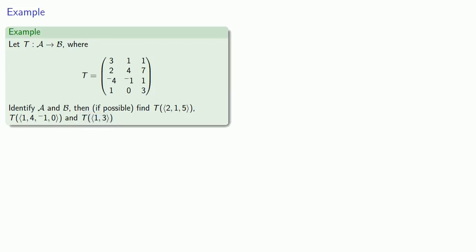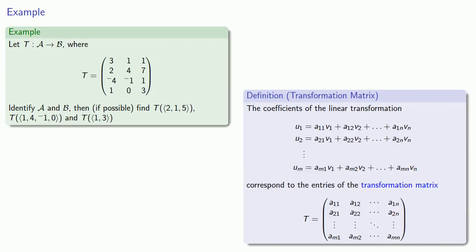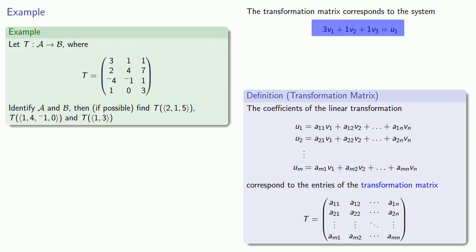So remember, our transformation matrix corresponds to the coefficients of the formulas for the vector components. So we can use the transformation matrix to write our formulas. So the first row of the matrix corresponds to the first formula, 3v1 plus 1v2 plus 1v3 equals u1. Our second row of the matrix corresponds to our second formula, 2v1 plus 4v2 plus 7v3 equals u2.